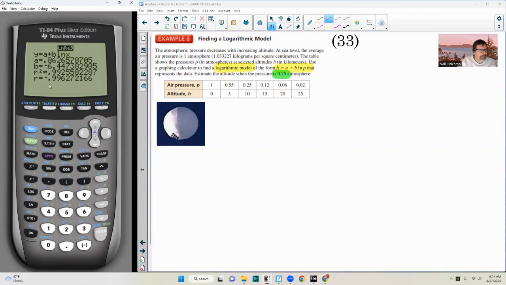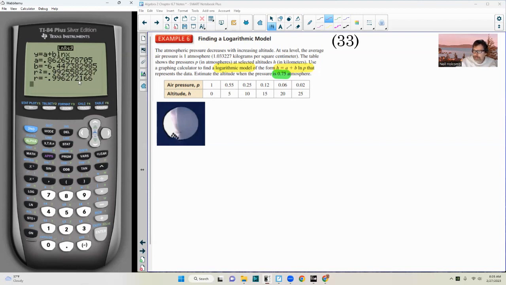I already turned my, what was it called? Diagnostics on. And as you can see, R squared is very close to 1. R is very close to -1. Okay, so it's decreasing. As the altitude goes up, the air pressure is decreasing. So it's very close to a linear model. So it's a good fit. That's what that means. Okay, so there's my equation.